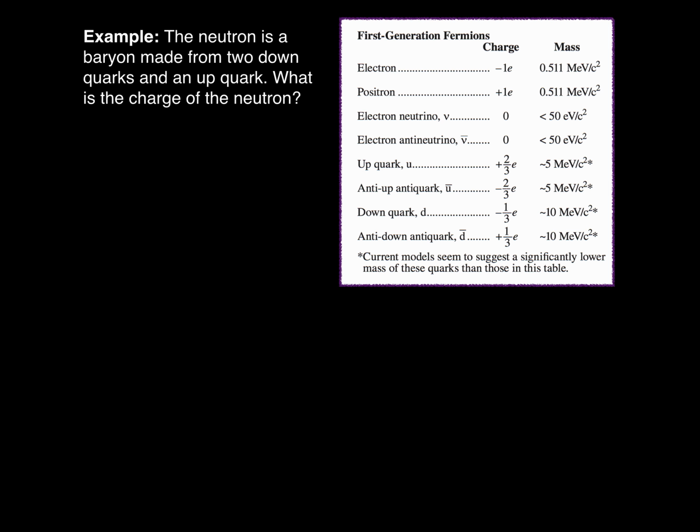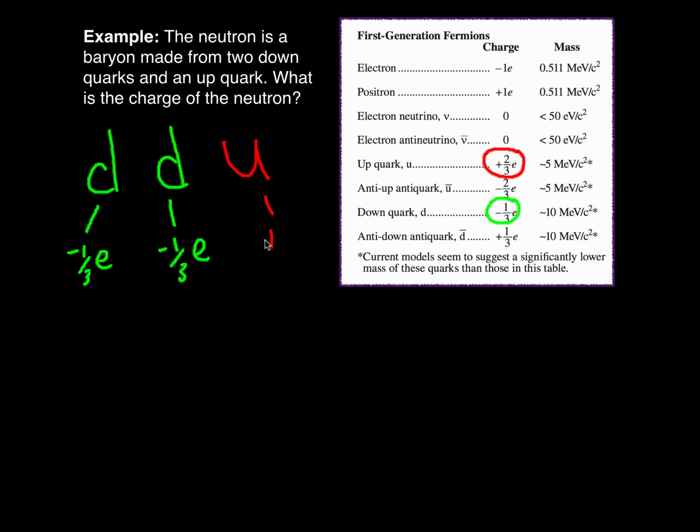Finally, we look at the neutron. The neutron is a baryon made from 2 down quarks and an up quark. What is the charge of the neutron? So the neutron is down, down, up. The down quark has a charge of negative 1/3 the elementary charge. The up quark has a charge of plus 2/3 the elementary charge. If you add these charges together, you get the charge of the neutron. Negative 1/3 plus negative 1/3 plus 2/3 is equal to 0. So the charge of the neutron is 0.